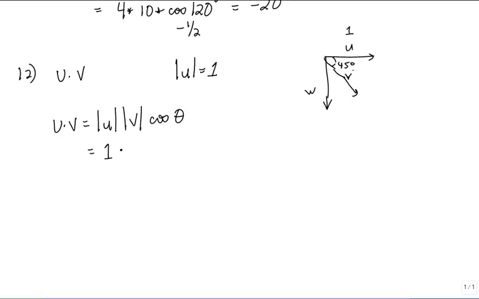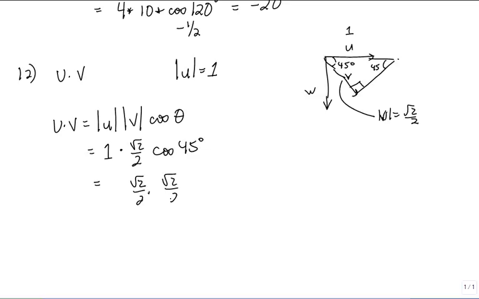Because I have a right triangle right here, this is 45. So the magnitude of v is the square root of 2 over 2, or cosine of 45. So square root of 2 over 2, then I have cosine 45, which is square root of 2 over 2, times square root of 2 over 2 is 2 fourths, which is 1/2.